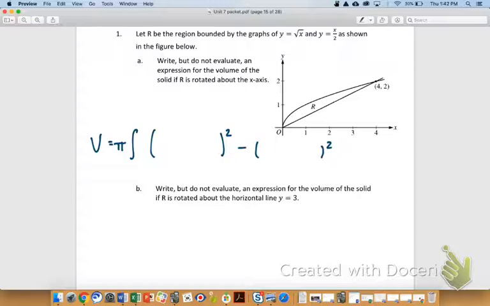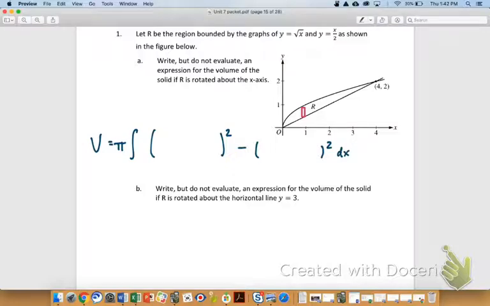Yeah, and the relationship between the axis of rotation and the representative washer is that they have to be perpendicular. Yes. So my representative element could look like this, right there, which is a dx wide representative washer. The next thing I fill in is the limits of integration.